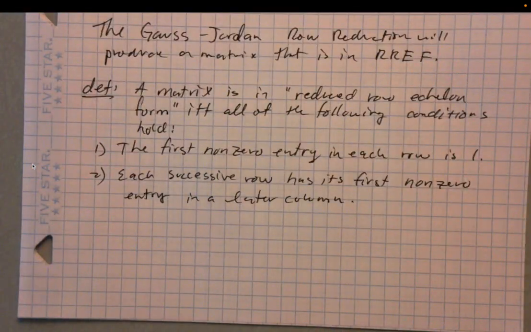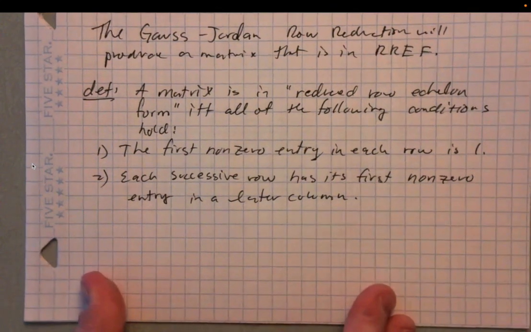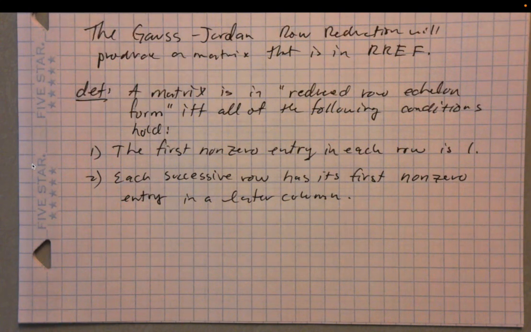Now these first two items spell out the stair-step nature of the pivots of the matrix. So this matrix we're looking at in this example, and in fact reduced row echelon form matrices in general, have a stair-step pattern. And that's what 1 and 2 establish.